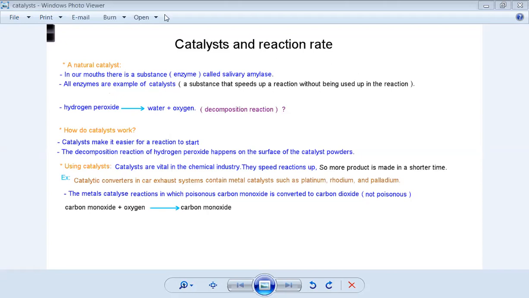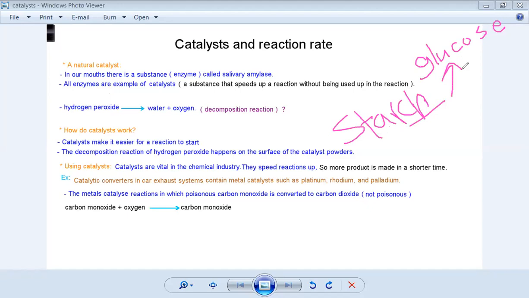Breaking down is a reaction also because it's forming a new substance. So if we break down the starch, which substance will we get? Sugar. Sugar, which is? Glucose. Glucose, thank you. So we will get glucose. So starch is a substance and glucose is another substance. So this is a reaction. Breaking down the starch to get glucose, this is a reaction.